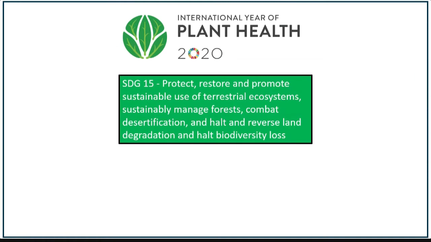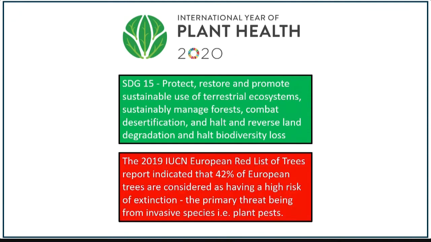So why is there a need for an International Year of Plant Health? Well, simply put, our plants are under threat from a range of destructive pests and diseases. To take the trees in Europe as an example, a recent International Union for Conservation of Nature report indicated that 42% of European trees are considered as having a high risk of extinction, the primary threat being from invasive species, in other words, plant pests.